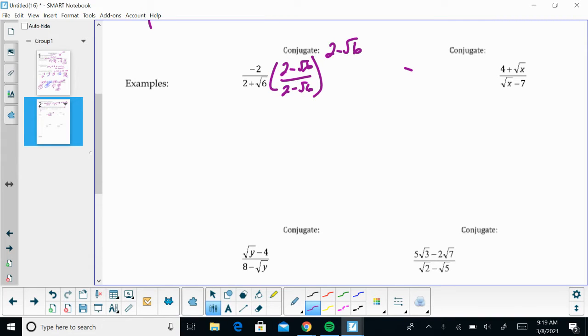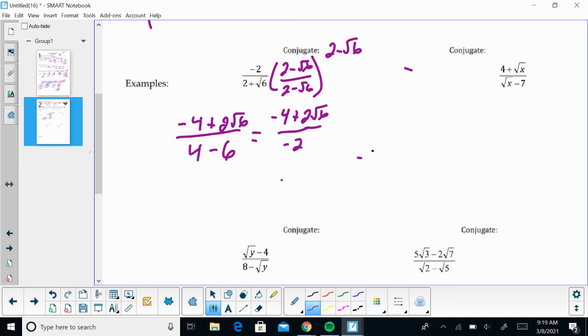The top I'm just distributing. So -2 times 2 is -4. -2 times -√6 would be positive 2 root 6. Then I'm going to multiply my conjugate. 2 times 2 is 4. Root 6 times -√6 is -√36, or -6. Then we're going to simplify. 4 minus 6 would be -2.